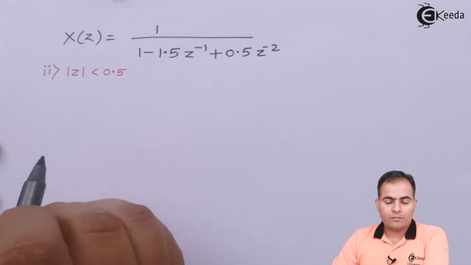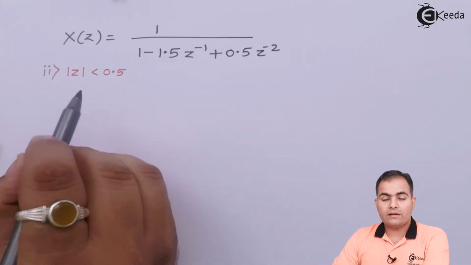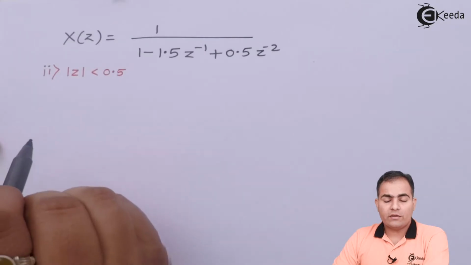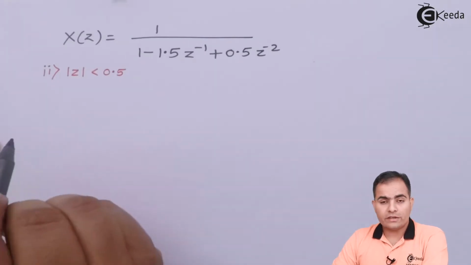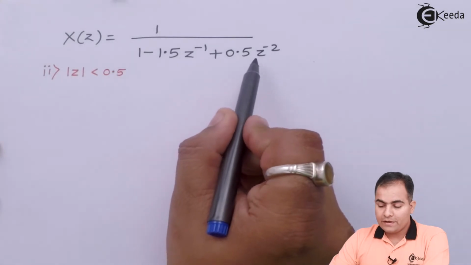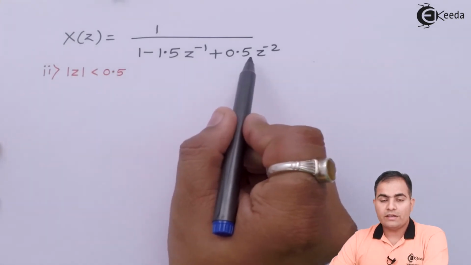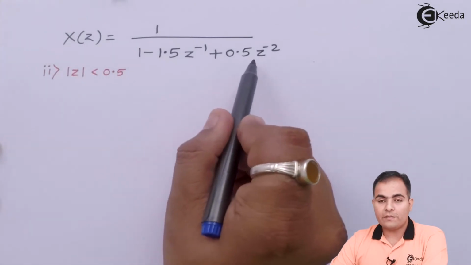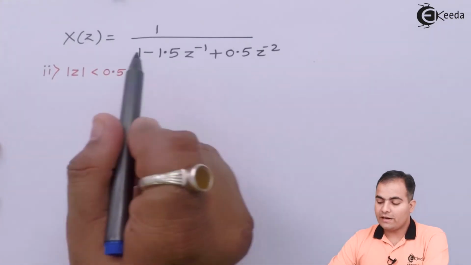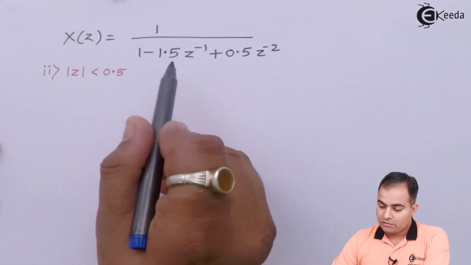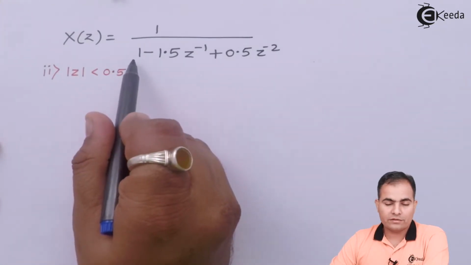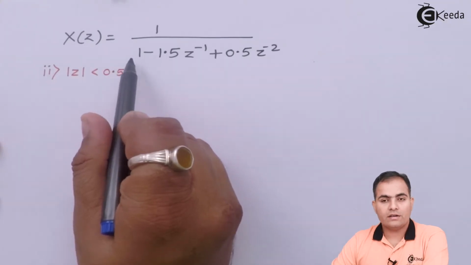Here mod z is less than 0.5, which means we are going to calculate the amplitudes in the non-causal time period. Now how do we get the amplitudes at non-causal time periods? As I said, just keep the denominator's z powers in increasing order. So the lower order is z to the power minus 2 and the higher order is z to the power 0. So we will write z to the power lowest first on the leftmost side and the highest on the rightmost side.